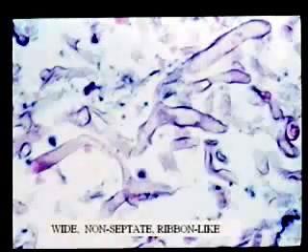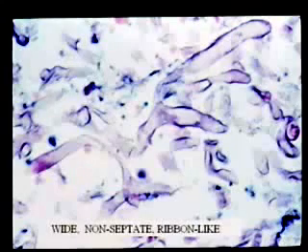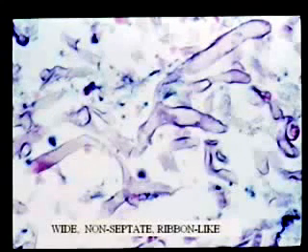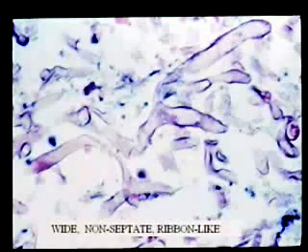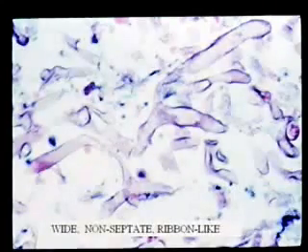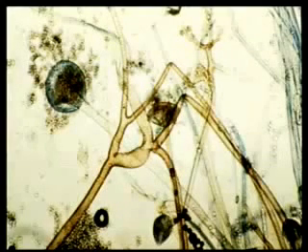This is a better example. Wide, non-septate, ribbon-like branching. In the culture plate, they'll grow up in 4 or 5 days. They're fairly rapid. Some of them are dematiaceous. You can see the pigment in the mycelium form here. Again, wide, septate, branching, ribbon-like.